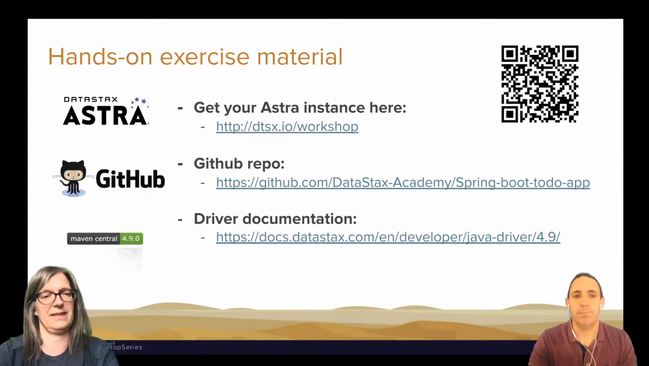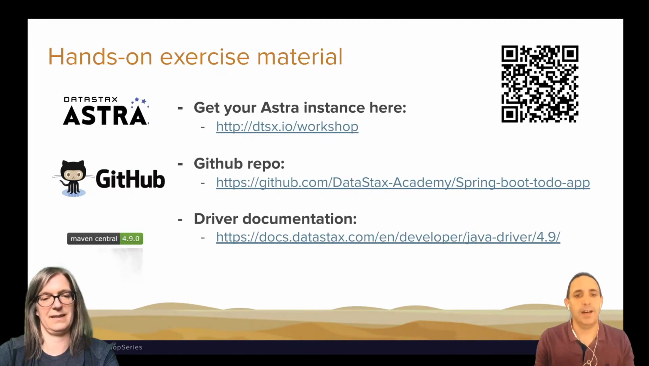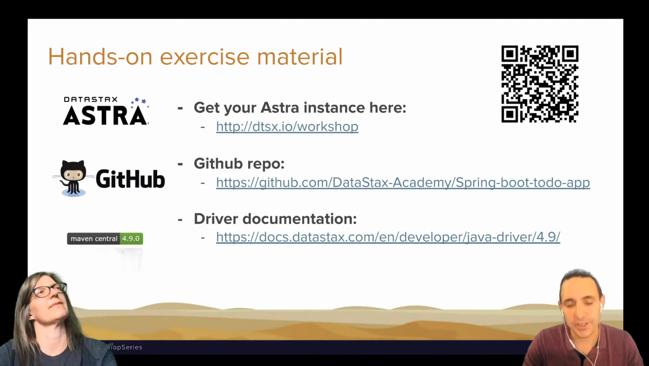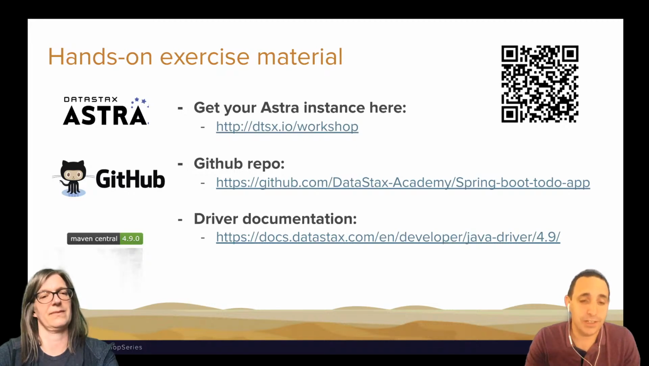Some link. You find the same link in the description of the video. So all the materials are on GitHub. This is the link. We will create a database using Astra. Again, the link. But you will have a link to click and use during the exercise. And as we will use the driver, Java driver, to connect to Cassandra, that's better also to have the documentation.